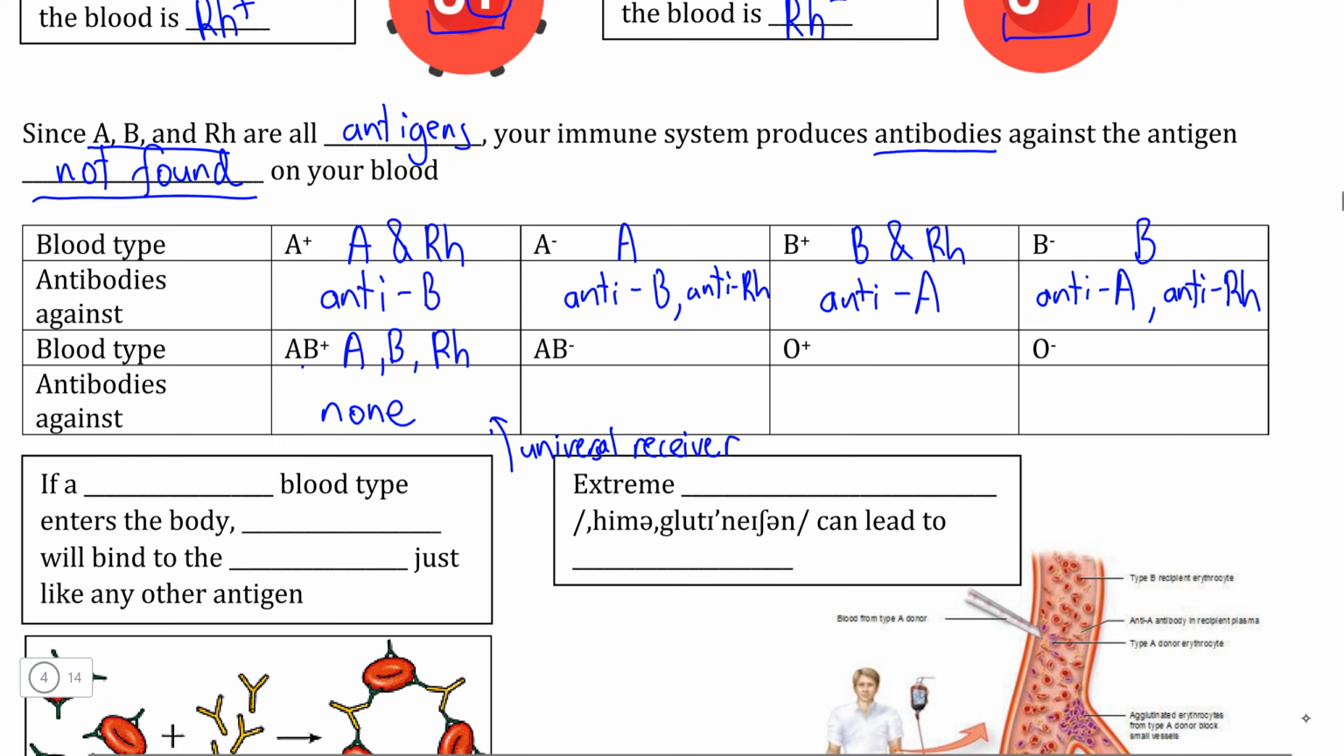AB negative is close to this, but since they only have A and B and not the Rh factor, that means that the only antibodies they would produce would be antibodies that attack the Rh factor.